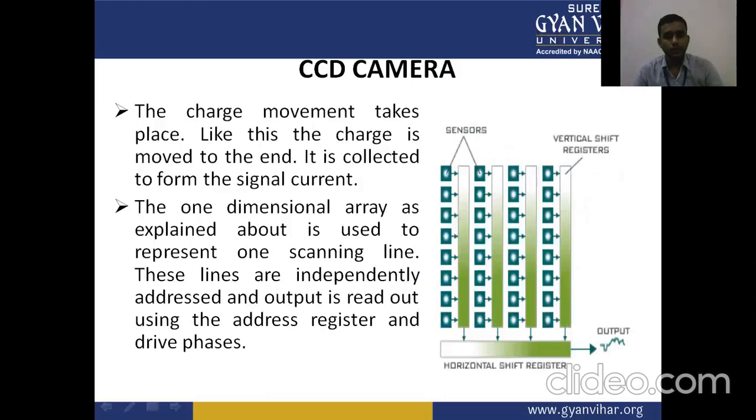In CCD cameras, we have the horizontal shift registers, vertical shift registers, and sensor, and we have an output. The charge movement takes place like this. The charge is moved to the end and is collected to form the signal current. The one-dimensional array, as explained above, is used to represent one scanning line. These lines are independently addressed and the output is read out using the address register and write phases.